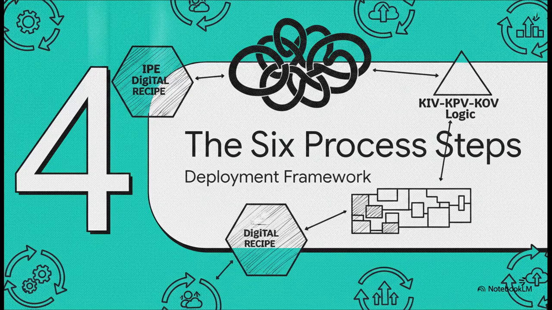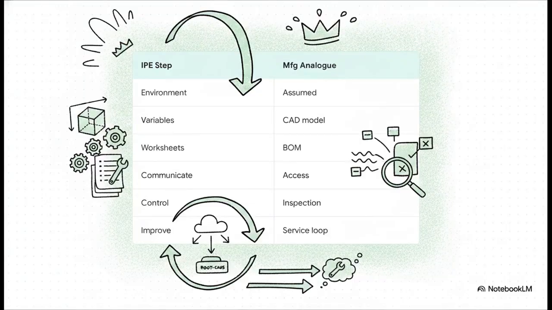Moving right along to Section 4, the 6 process steps. So how do we actually take that KIV, KPV, KOV logic and deploy it across a real organization? Well, when we compare the 6 IP steps directly to their manufacturing analogs, a really fascinating difference pops up right away at step 1, create a positive environment. Notice how there is absolutely no direct analog for that in the manufacturing thread? That's because the traditional digital thread assumes that process governance and leadership behaviors just inherently exist. But the IPE framework knows better. It explicitly builds those behaviors in as step 1, because without them, any data architecture is just going to decay.